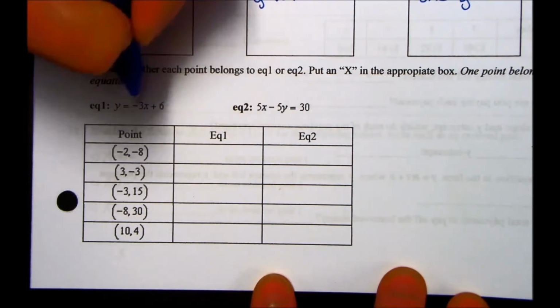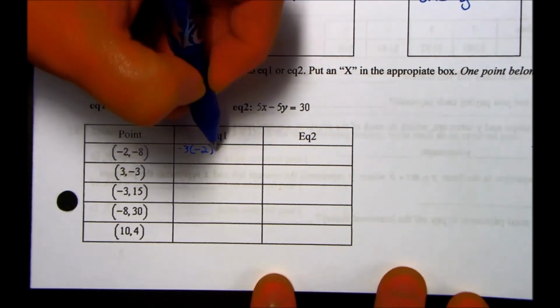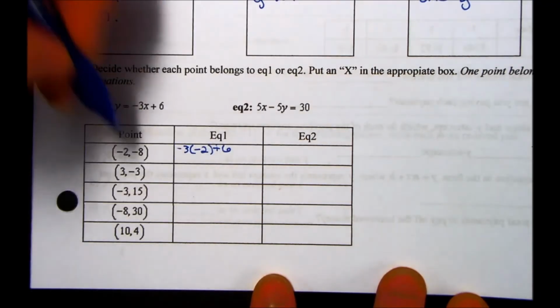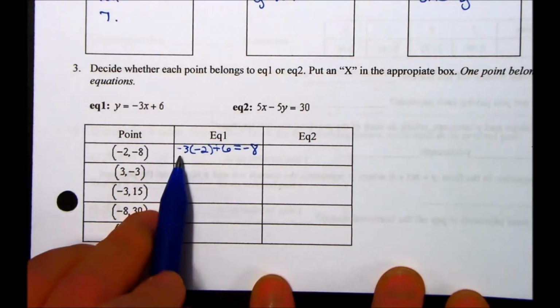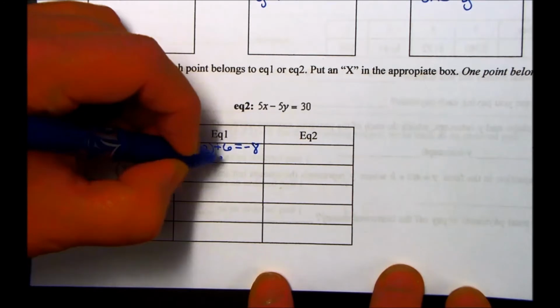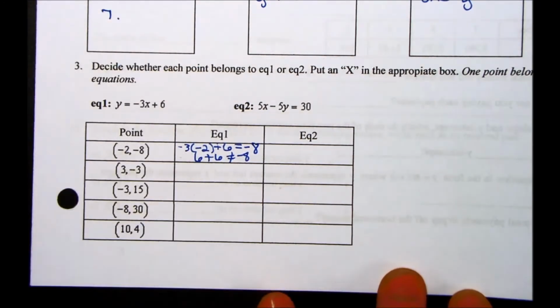So if x is -2, I'm going to take -3 times -2 plus 6 and see if it equals, and it should, does it equal -8? So let's see, -3 times -2 is +6, plus 6 does not equal -8, so that would be a no.